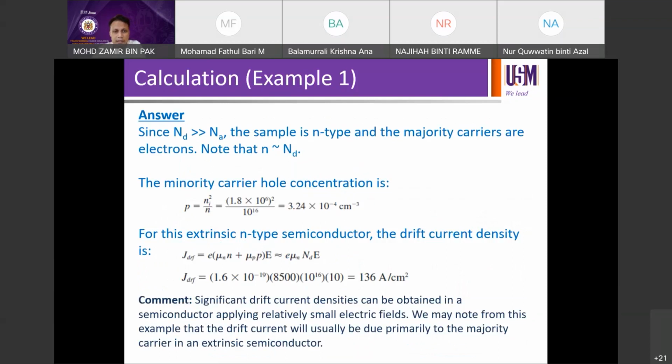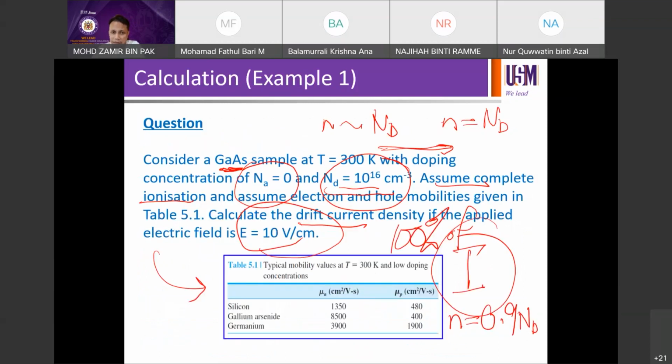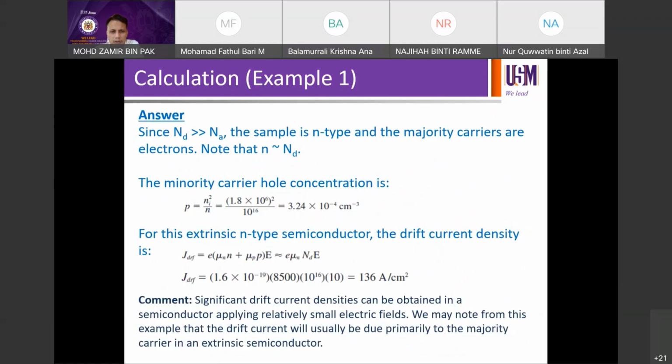So in this case, remember your ND is way higher than your NA, or your NA is not even there at all. Even if there is NA, you don't include any dopant from acceptor atoms. So your ND is only present. There's no NA to begin with. The sample is N-type in nature. The majority carriers are electrons. Therefore, N is equal to ND.